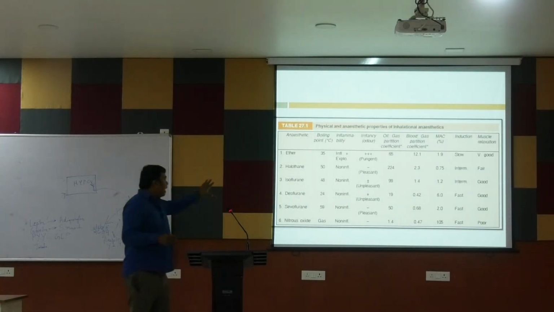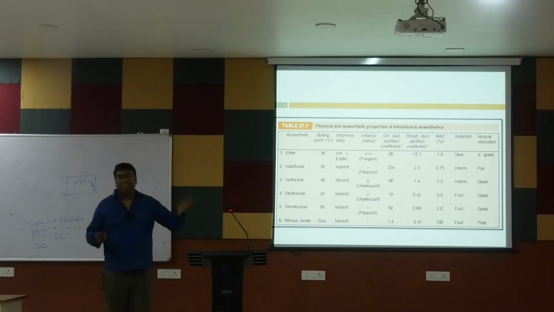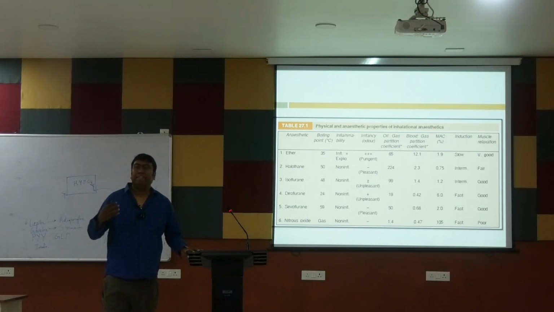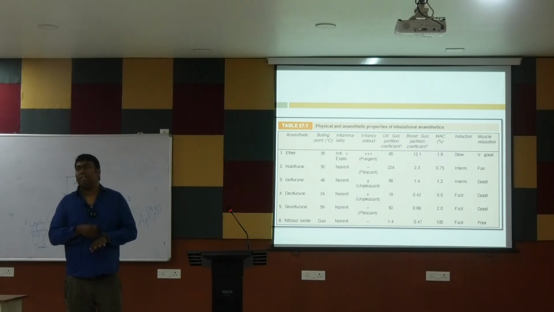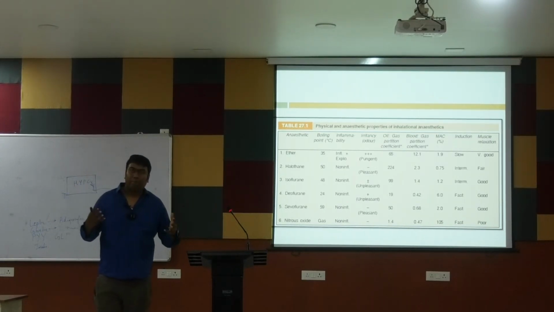So ether, halothane, isoflurane, desflurane, sevoflurane and nitrous oxide, these are the drugs we use as inhalational general anesthetics. Give an example of a drug whose route of administration is inhalation and acts locally. Salbutamol, terbutaline, and inhalational steroids. And give the names of some drugs whose route of administration is inhalation and acts systemically. Inhalational general anesthetics like nitrous oxide, ether, halothane, isoflurane, sevoflurane, desflurane. Clear? These are the group of drugs used by inhalation route, acting systemically.